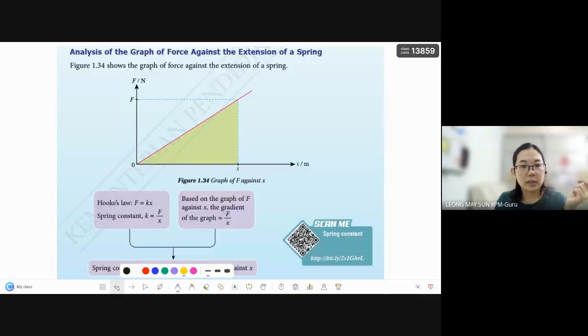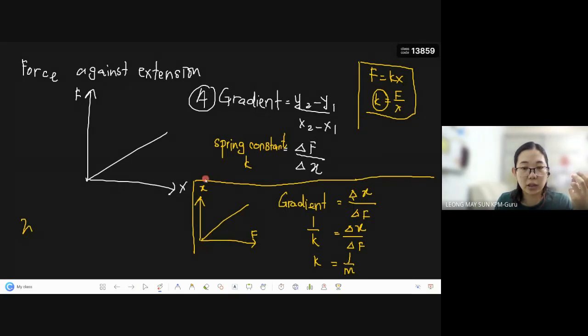So that's why in the textbook, be very careful when we're talking about graphs. What axis is it in the graph? Here is force against extension, so therefore the gradient is the spring constant. As I mentioned just now, if the graph is extension against force, then to find the spring constant it is 1 over the gradient. So be very careful of what graph you are asked to draw or what graph is given to you.